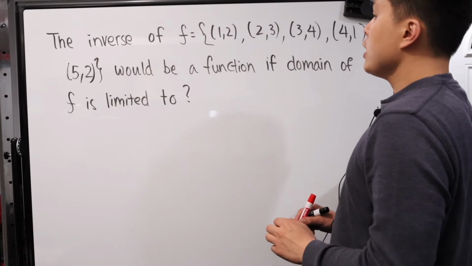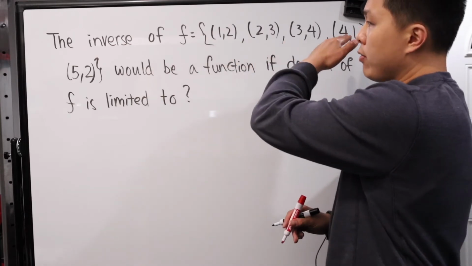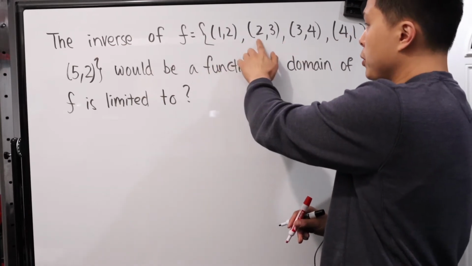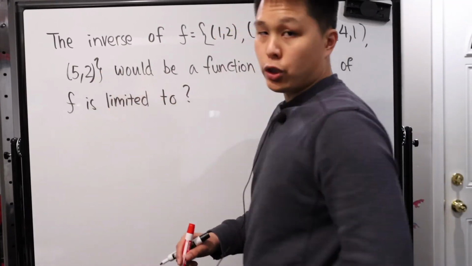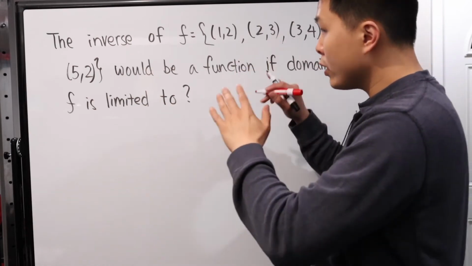So, for example, let's look at this. This is all f. If you put in 1, you get 2. If you put in 2, you get 3. If you put in 3, you get 4. If you put in 4, you get 1. And if you put in 5, you get 2. That's the function, the original function.